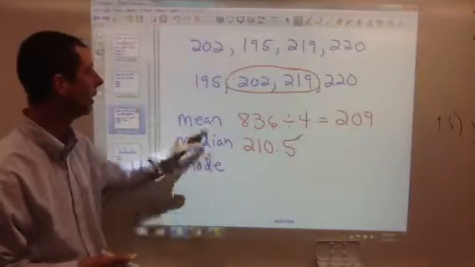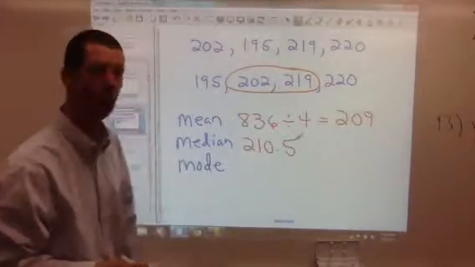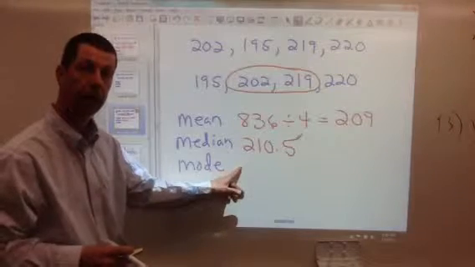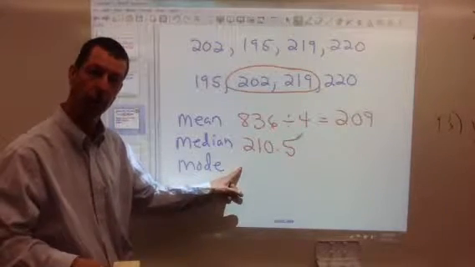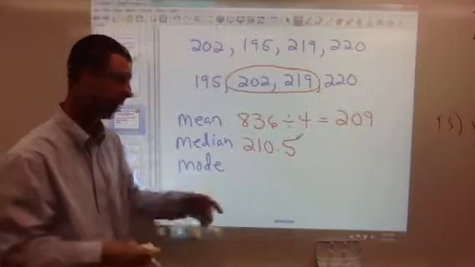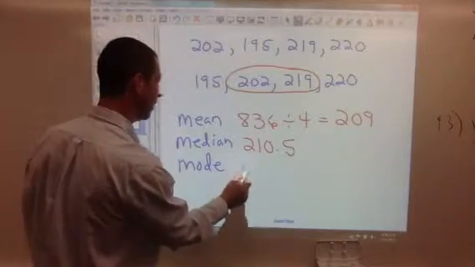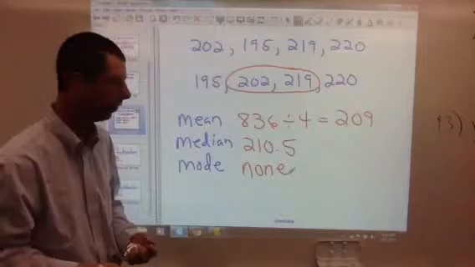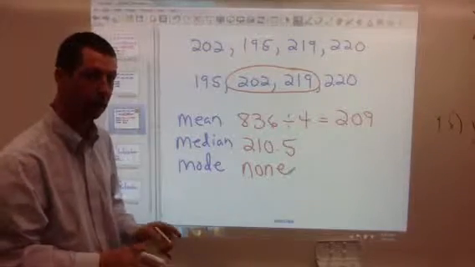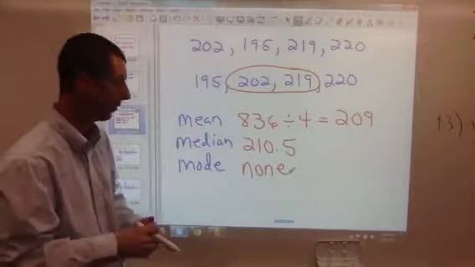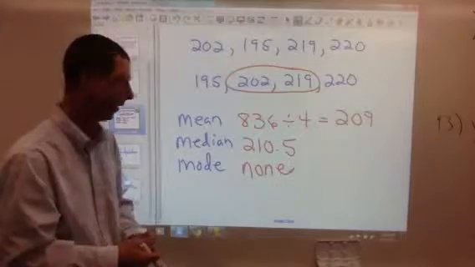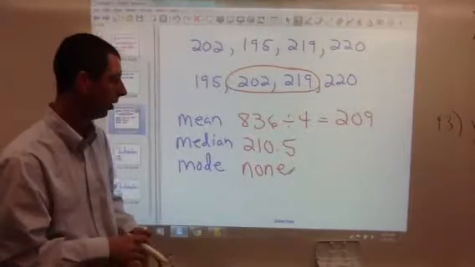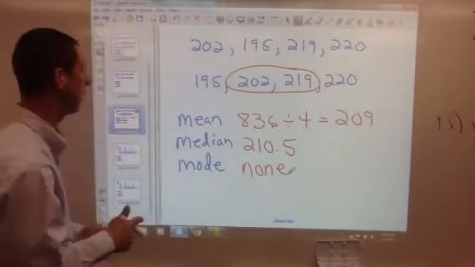In the mode, in this case, there is no mode. Now don't put 0 here, because if you put 0 here, you're saying the mode is 0. That's not the case. So we would put none, or no mode, would be an appropriate answer there. But don't put a 0 down, because that's a number, and you're saying that that's the mode then. So mode would be none.